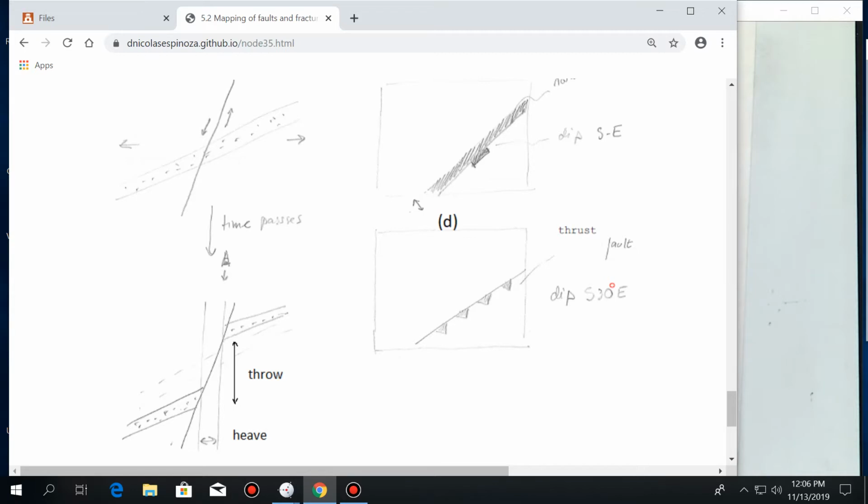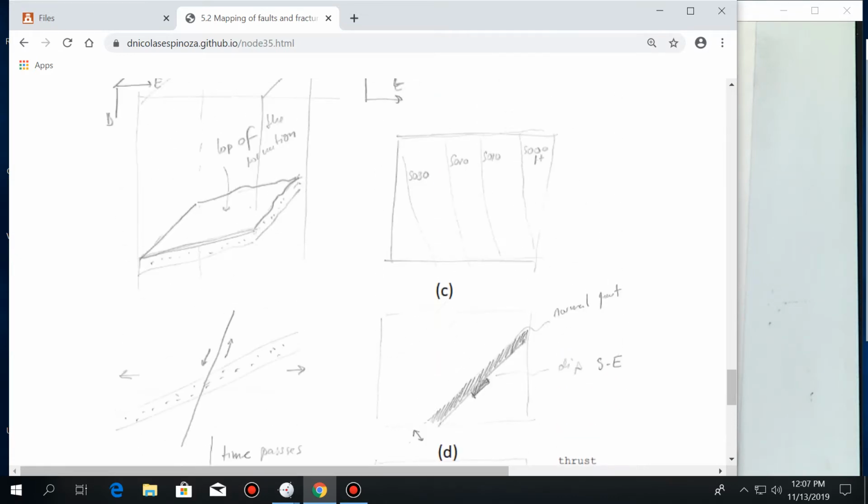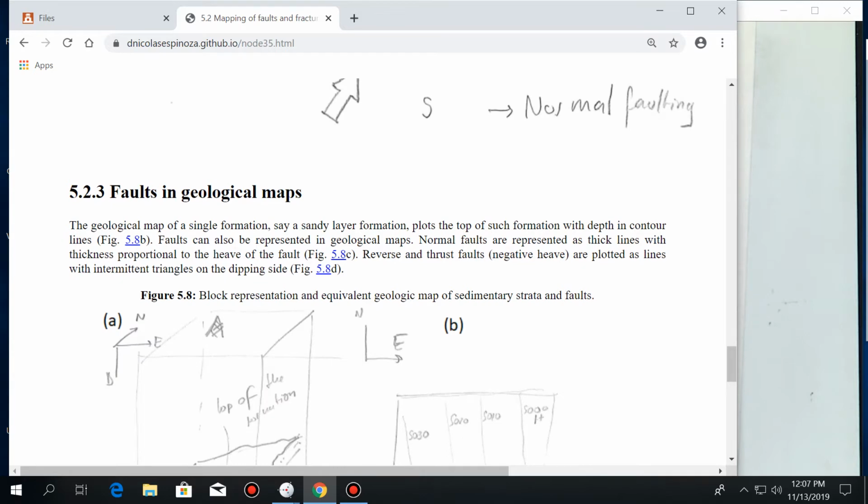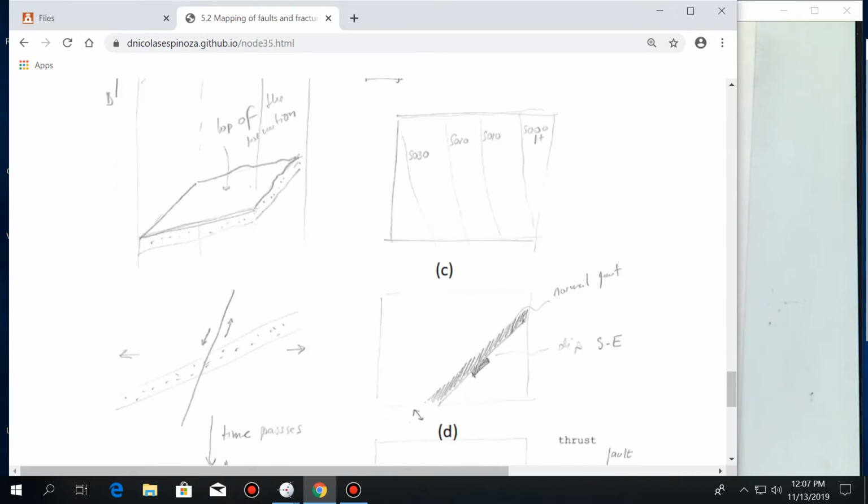And it's on all of these faults. So it doesn't tell you what the dip is, but it tells you the direction in which it's going. I think on the screen you cannot see this very well, but this is section 523, and there on your screen you'll see a lot better. Okay.